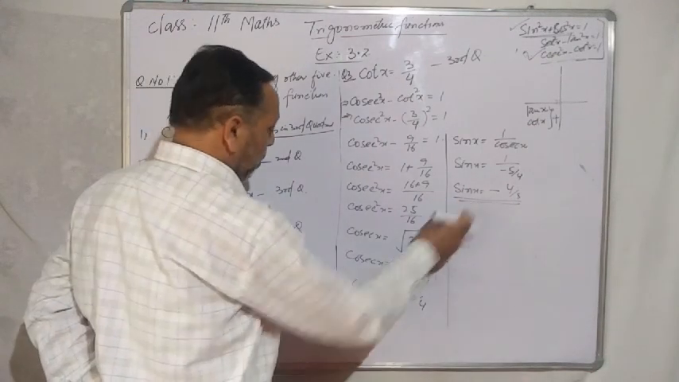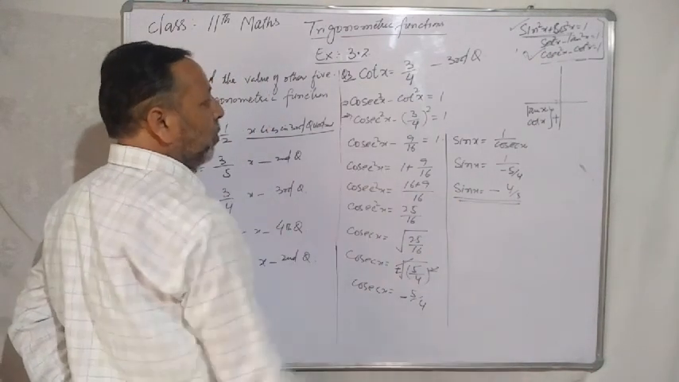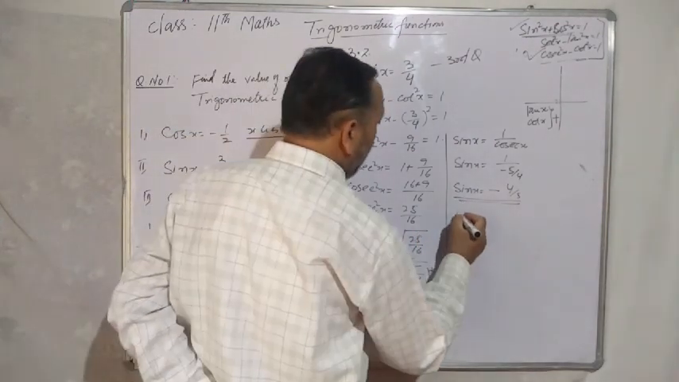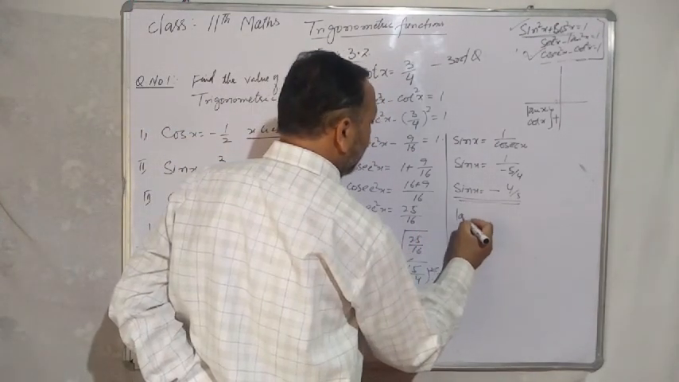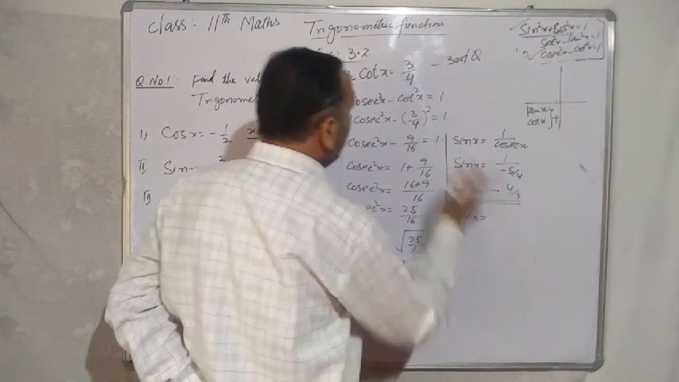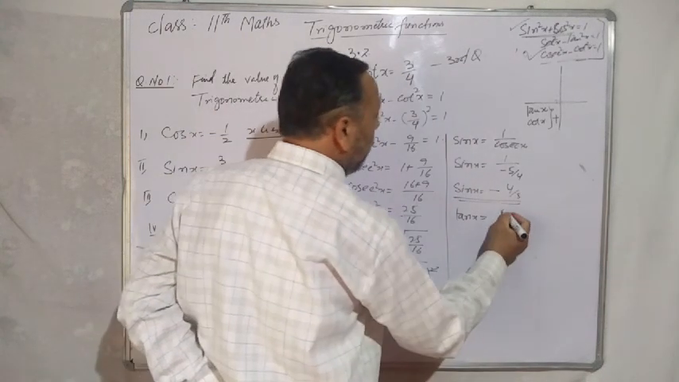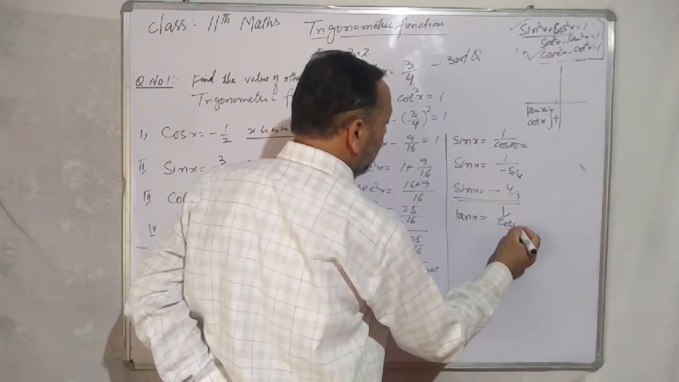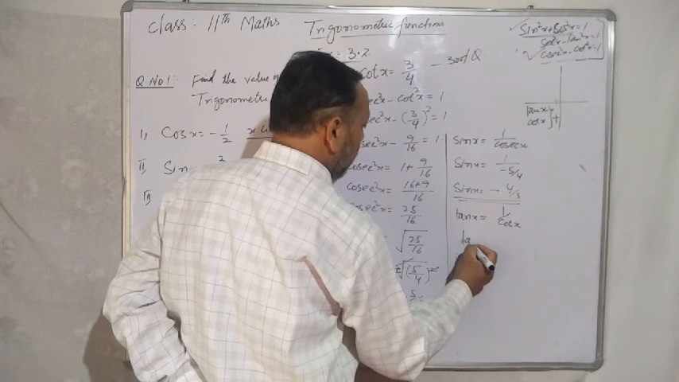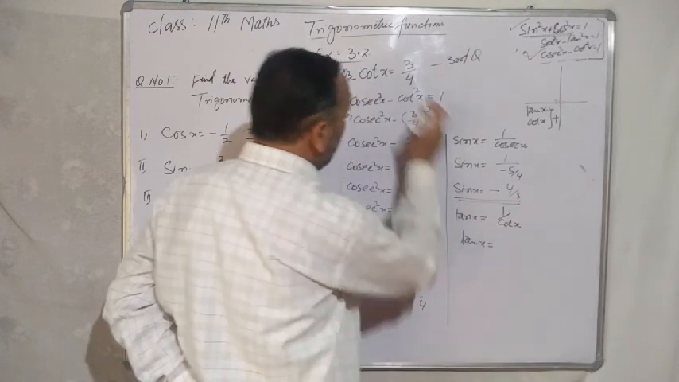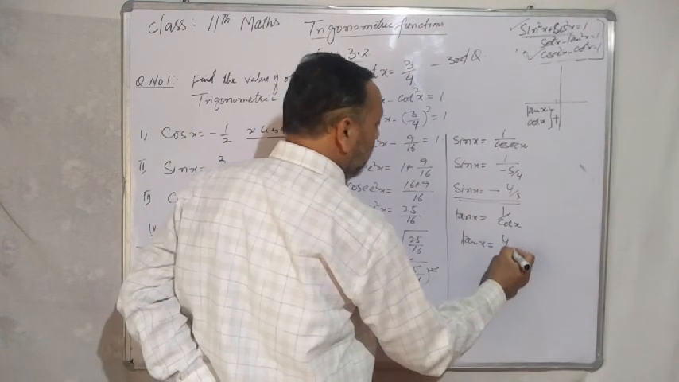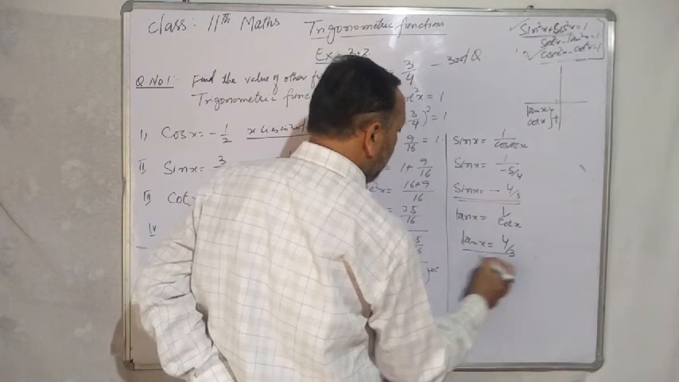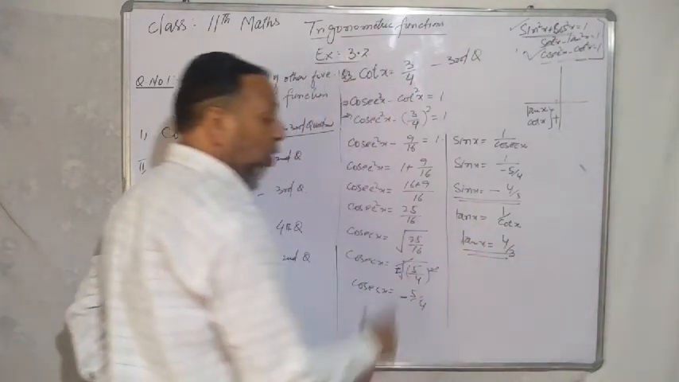Now sin I know, cosec I know, cot I know. Now cot x, now tan x, it will be inverse of cot x. It is 1 by cot x. tan x हो गया, cot का उल्टा कर दो, it is 4 by 3. Now let us find cos and sec.